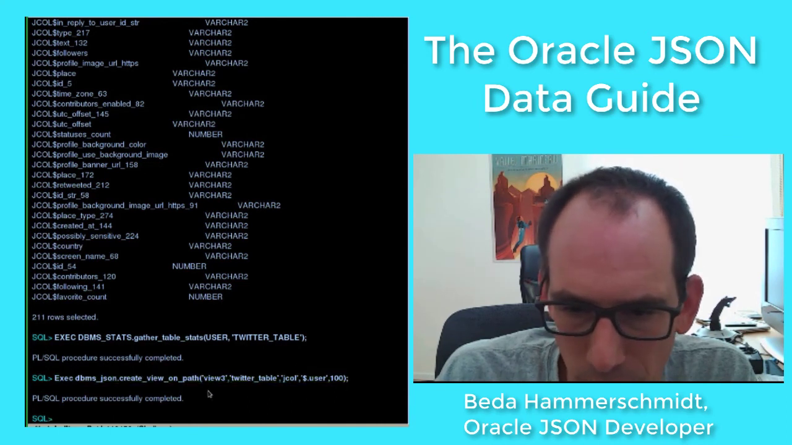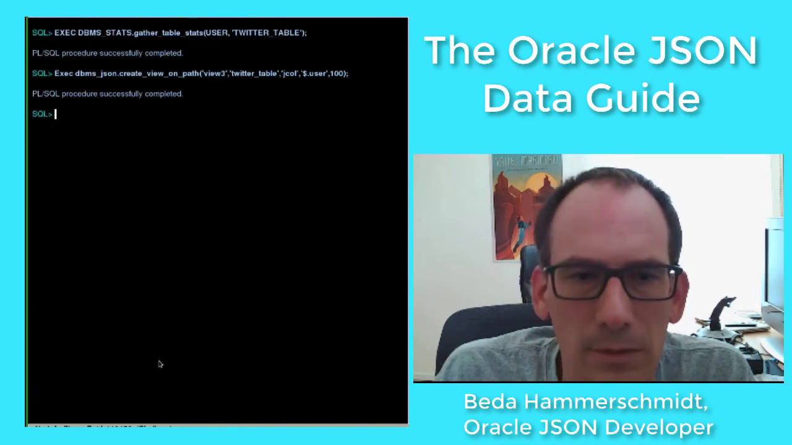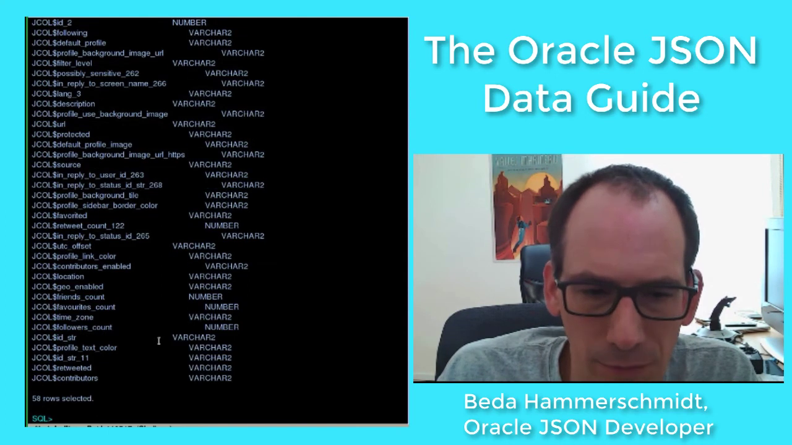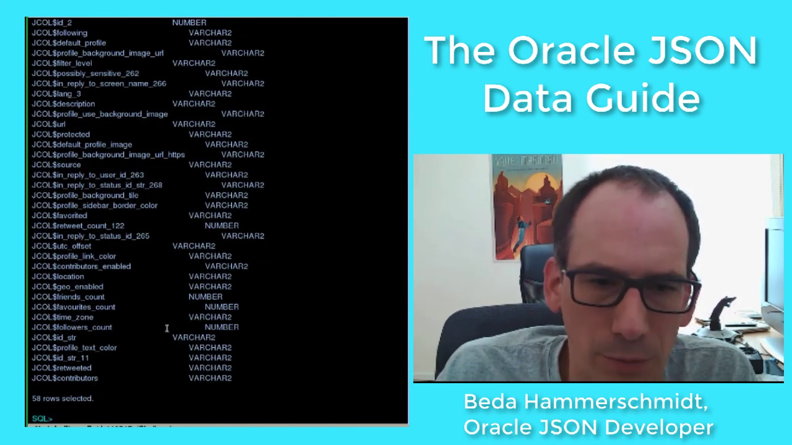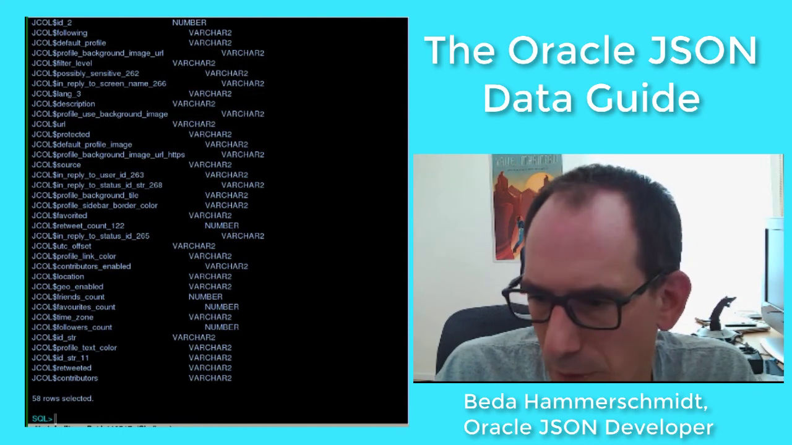So I've created a view with 100%, which is called view 3. And let's see how big view 3 is. Well, it only has 58 rows. So those are most likely the fields that will always occur in your tweets.